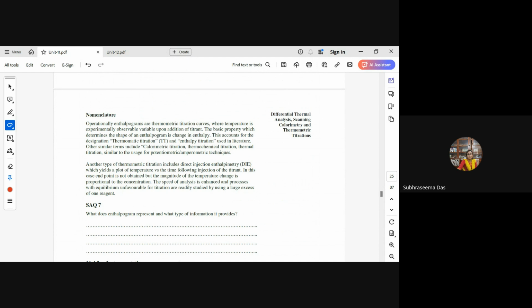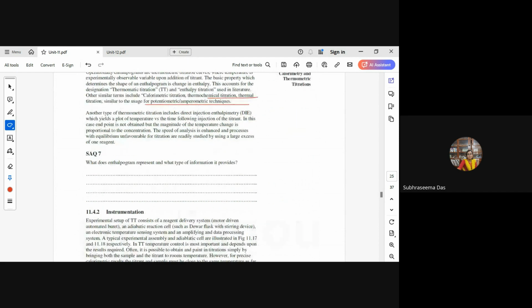However, similar terms include calorimetric titration, thermocalorimetric titration, thermal titration, and sometimes thermochemical titration have been used. These are certain nomenclature that has been used for TT, that is thermometric titration. Another type of thermometric titration includes direct injection enthalpymetry, that is DIE, which gives us a plot of temperature versus time following the injection of the titrant.